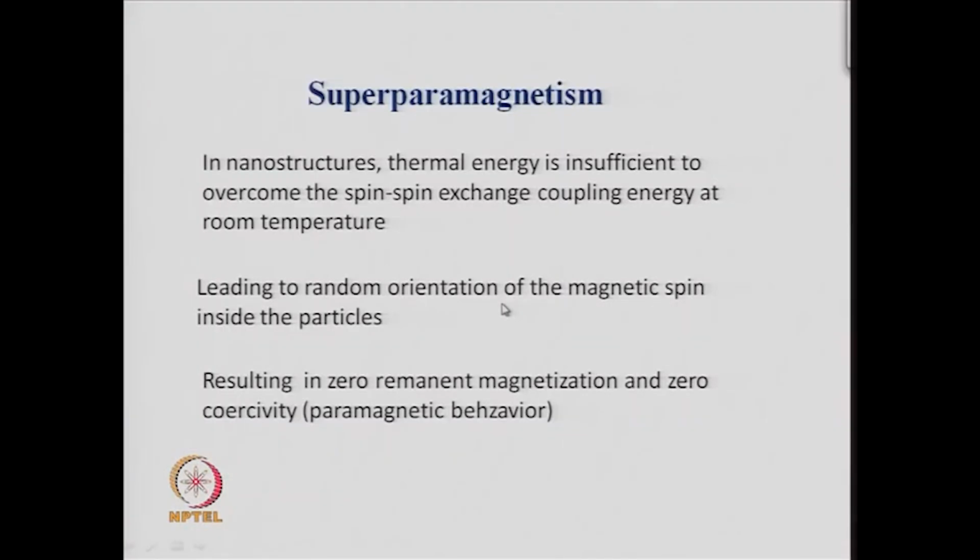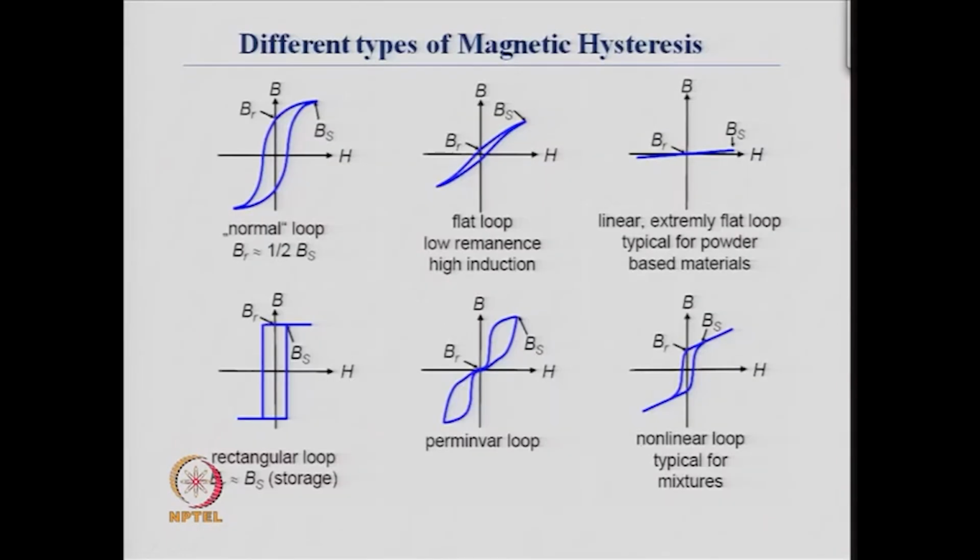And if you cannot overcome that, then you will have a random distribution of the magnetic vectors, and that is what happens in superparamagnets, where you have a random orientation of the magnetic spins inside the particles. And this kind of random spin leads to zero remnant magnetization and zero coercivity, which is like a paramagnetic behavior. So, not like a ferromagnetic behavior. In a ferromagnetic behavior, you will have a remanence, and you will also have a coercive field. That means the plot will not go through 0, whereas, whenever you have zero remanence and zero coercive field, the line will go through the origin.